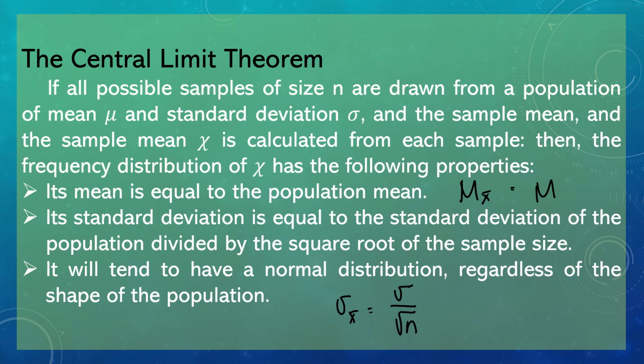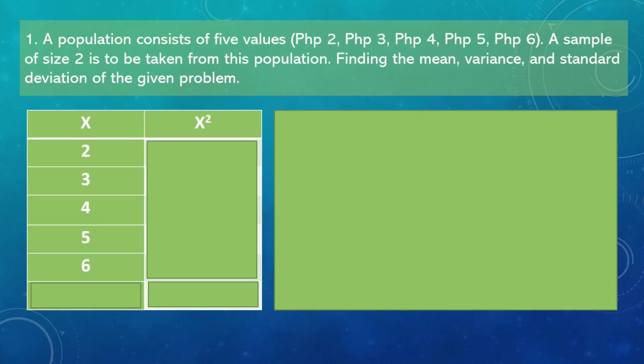Let's try an example. We discussed this problem last week, and it takes a lot of time to find the final answer for this example. The problem is again: a population consists of 5 values, 2 pesos, 3 pesos, 4 pesos, 5 pesos and 6 pesos. A sample of size 2 is to be taken from this population. Find the mean, variance, and standard deviation of the sampling distribution.